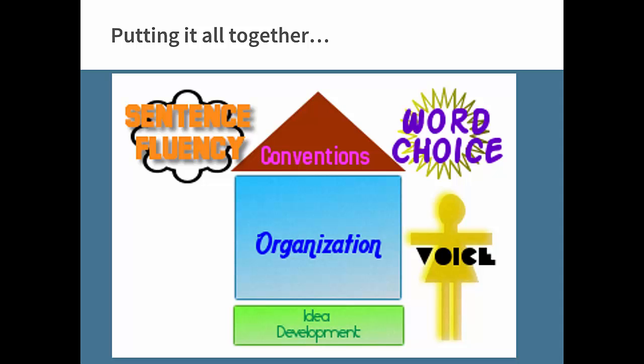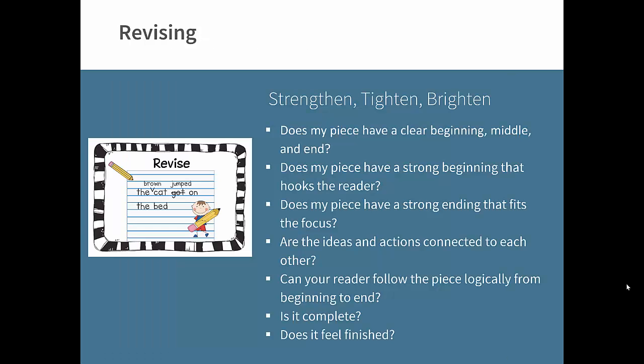So now let's get back into the basics of editing, revising, and a little bit about feedback. Oftentimes, teachers and students confuse revising and editing. Revising is improving the clarity and organization of a piece of writing while being true to that purpose of writing. When revising, a student should ask the following questions. Does my piece have a clear beginning, middle, and end? Does my piece have a strong beginning that hooks the reader? Does my piece have a strong ending that fits the focus? Are the ideas and actions connected to each other? Can your reader follow the piece logically from beginning to end? Is it complete? Does it feel finished?